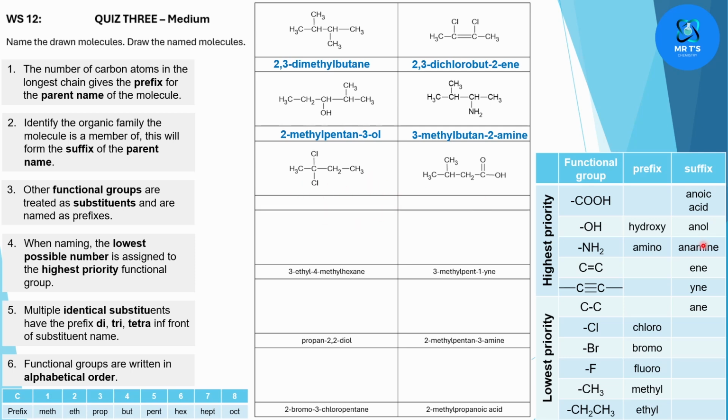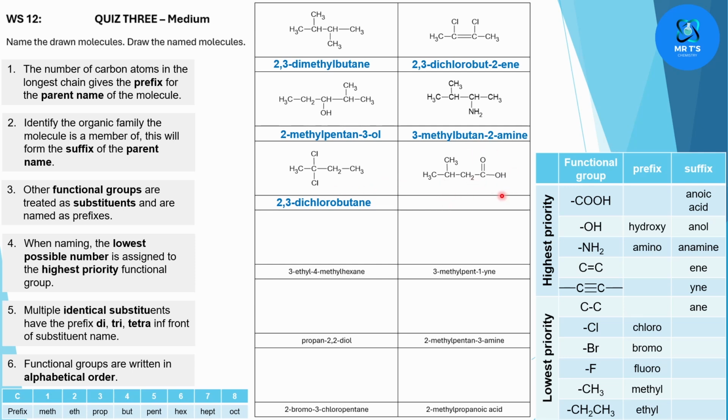Next molecule, 1, 2, 3, 4 carbons in a row. It's a butane. The chloro functional group is not going to change the suffix. There are 2 chlorines coming off the 2nd carbon. Because there's 2 of them that are identical, we are going to use the prefix di in front of the chloro, dichloro, and we have to give a number for the position each chlorine is attached. So it's 2,2-dichlorobutane.